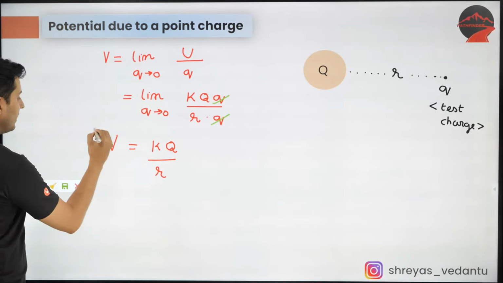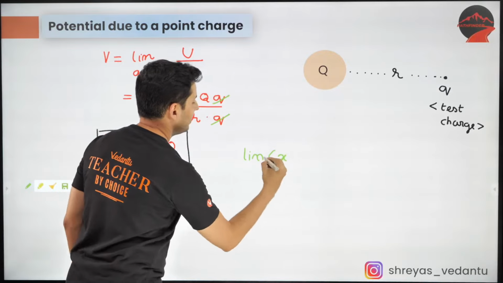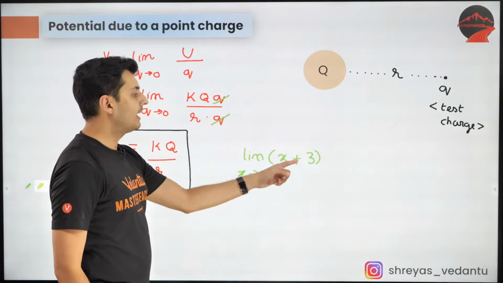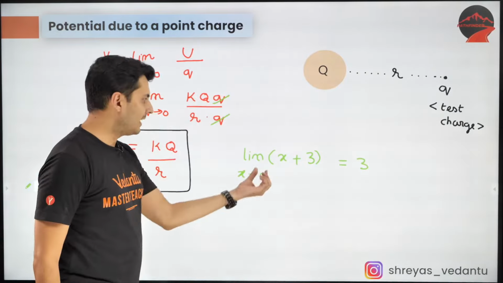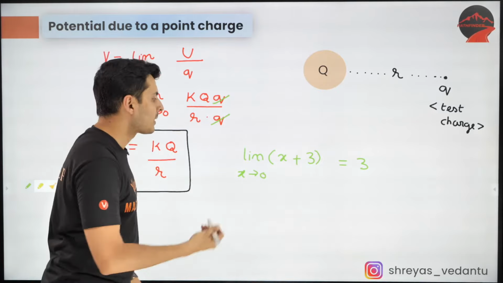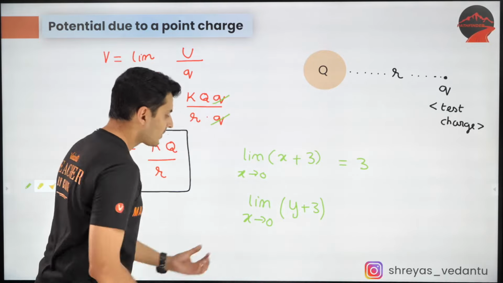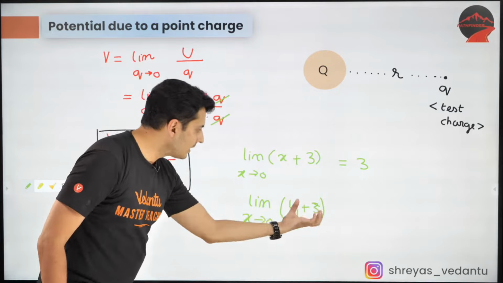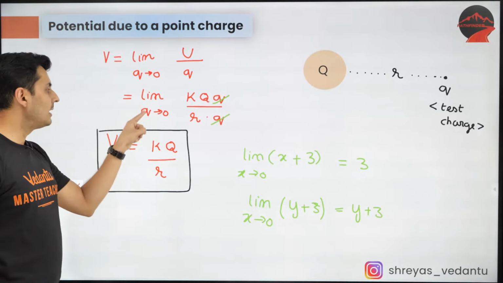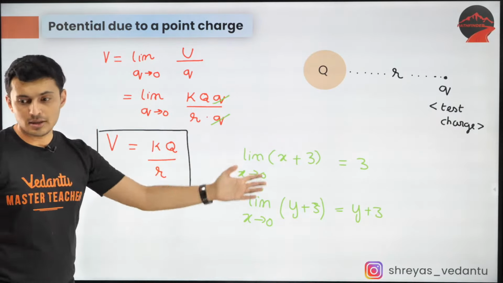So remember this. This is very, very important. Remember guys, very simple rules of limit. For example, limit of x plus 3, where x tends to 0, will be 3. Because when x becomes very close to 0, the value of x plus 3 will become 0 plus 3, which is 3 only. But limit of y plus 3, where x tends to 0, there is no x in the answer, so the answer for that will be y plus 3. Same thing has happened here. When I took the limit, I was taking the limit of small q. There was no small q in this expression, so as it is, it will come out. There is nothing whose limit should be taken up.